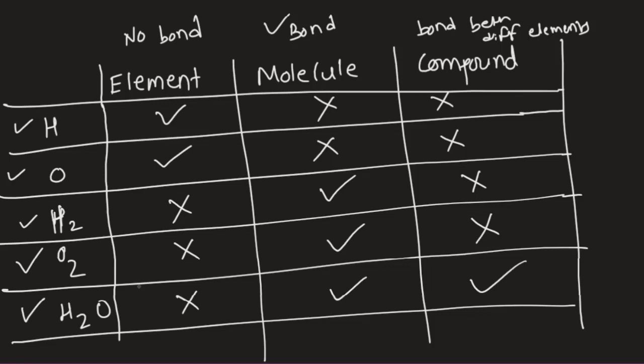So we can say that molecules and compounds are made up of elements. All the compounds are molecules, but not all molecules are compounds. So in this case, we can say hydrogen and oxygen molecules, we can't call them a compound, but H2O is a compound, and it is also a molecule. So all compounds are molecules, but not vice versa.